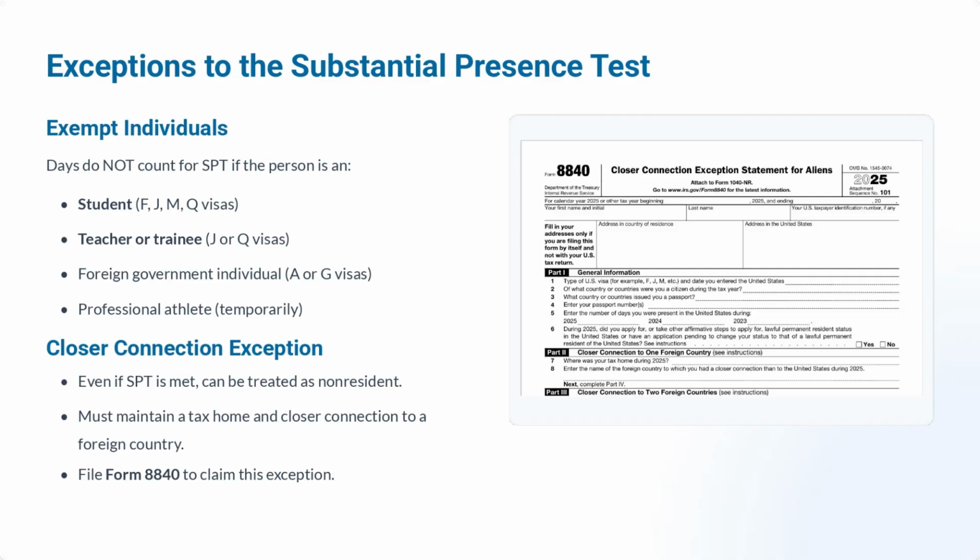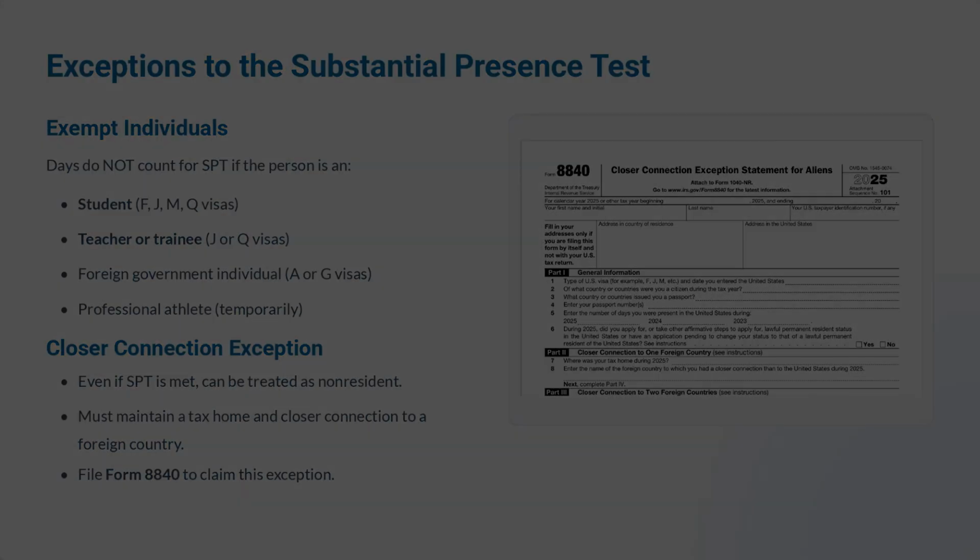This allows someone who is physically present in the US to still be treated as a non-resident if they maintain a tax home abroad and have closer ties to their home country. They must file Form 8840 to claim this.